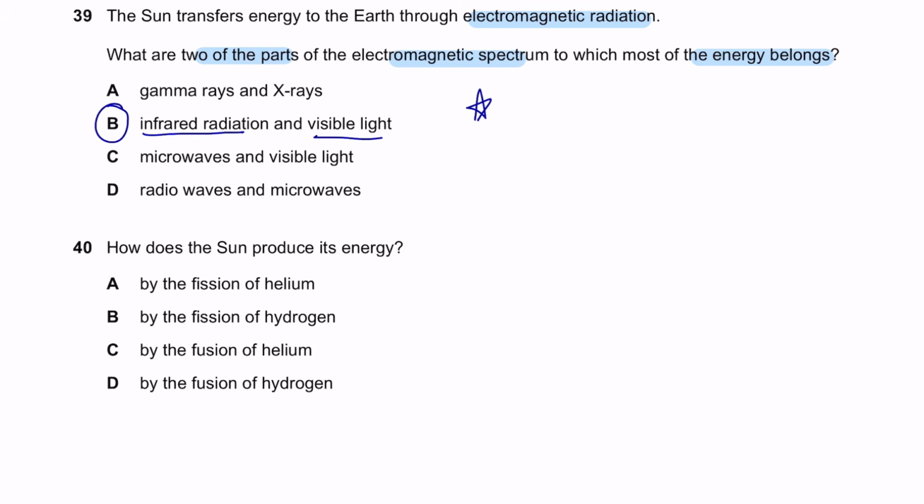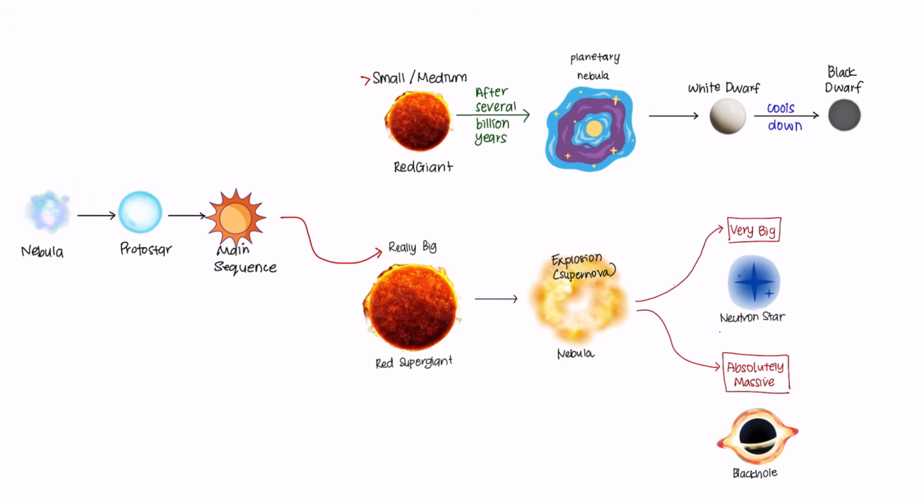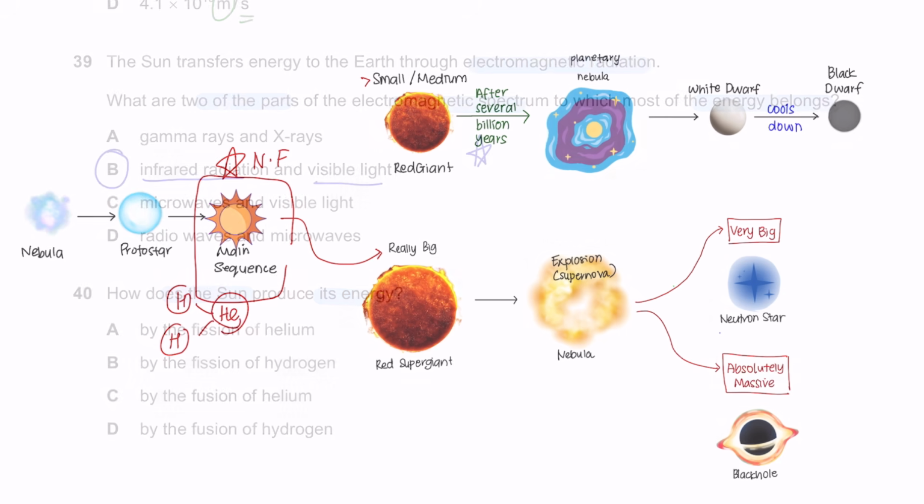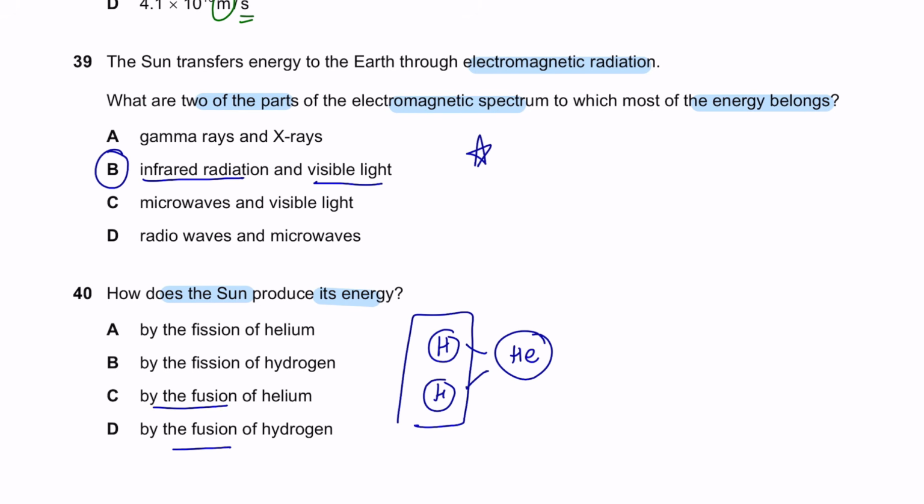And the last question, how does the Sun produce its energy? I have made a video explaining the life cycle of a star. At this stage of the star, which is called the main sequence, the Sun produces its energy by nuclear fusion, whereby the hydrogen atoms will fuse together to form helium. So it's by the fusion of hydrogen atoms. The answer here is D.